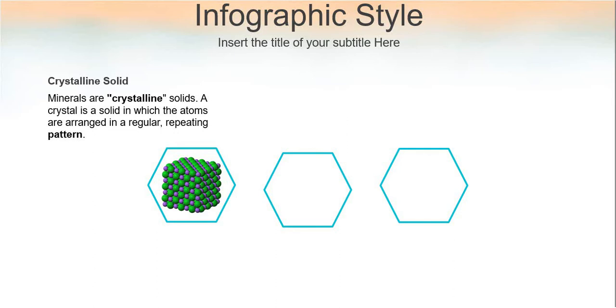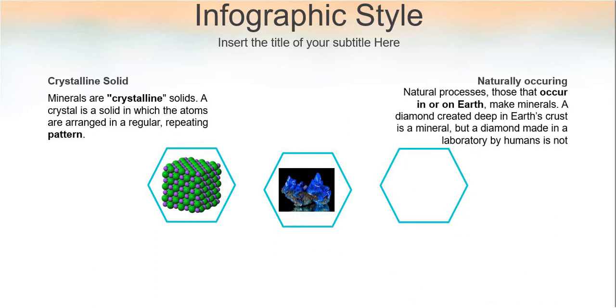So, konting trivia lang. Naturally occurring. Natural processes, those that occur in or on Earth, make minerals. A diamond created deep in Earth's crust is a mineral, but a diamond made in a laboratory by humans is not. So, hindi porket pasok ka na sa solid, as crystalline, is mineral na siya. Because there are crystals that are man-made.